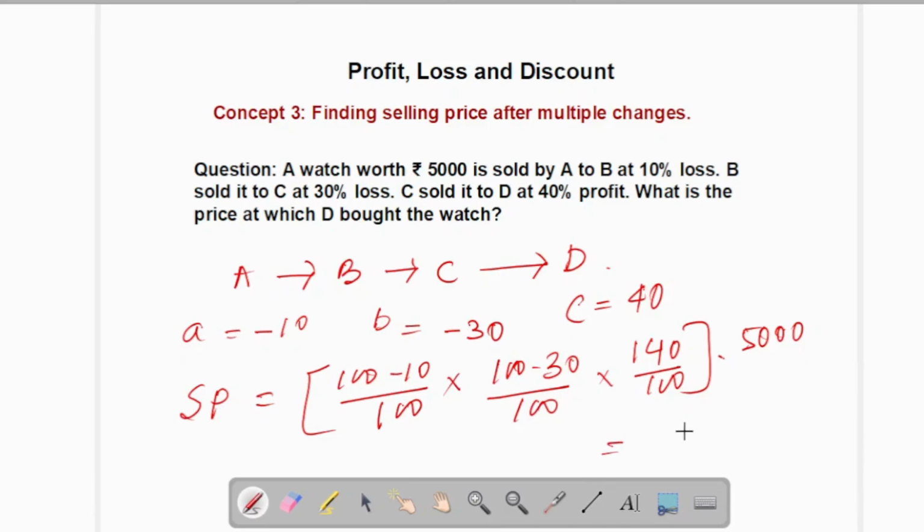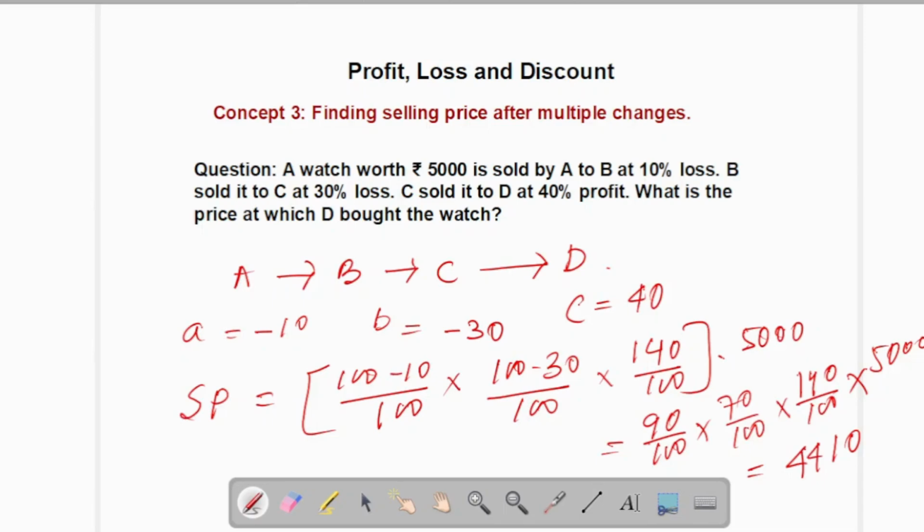So if I calculate this, I will get 90 by 100, 70 by 100 and 140 by 100 into 5000. So if we calculate it and simplify it, we will get the selling price as 4410.